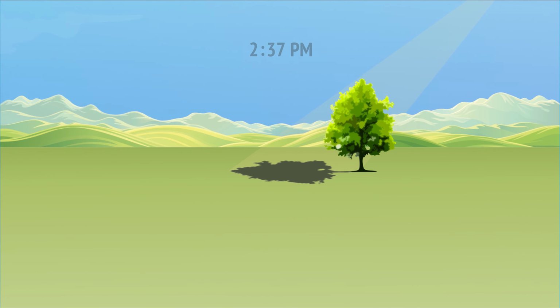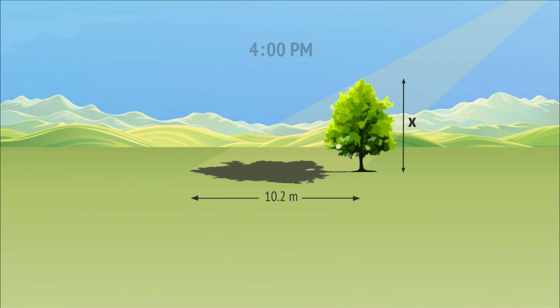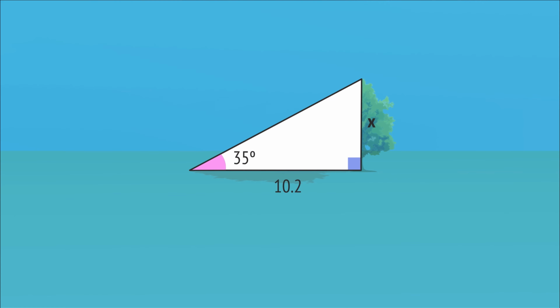A classic example of this type of problem is the calculation of a tree's height from the length of its shadow. We use the angle the sun's rays make with the ground at a moment in time, along with the length of the shadow to draw a right-angled triangle, which we then use to calculate the height of the tree.